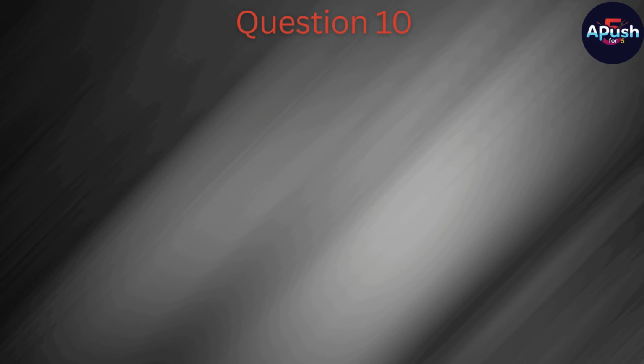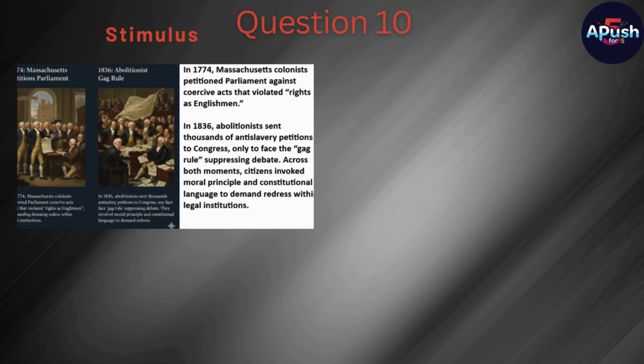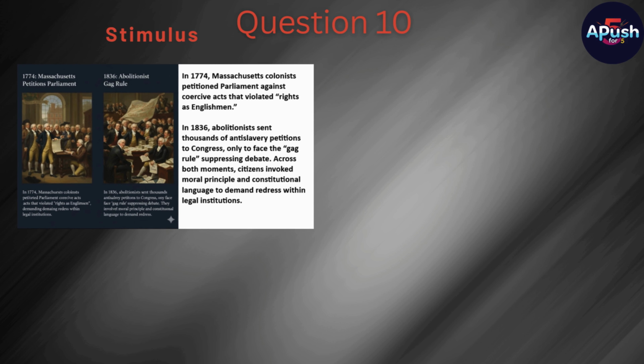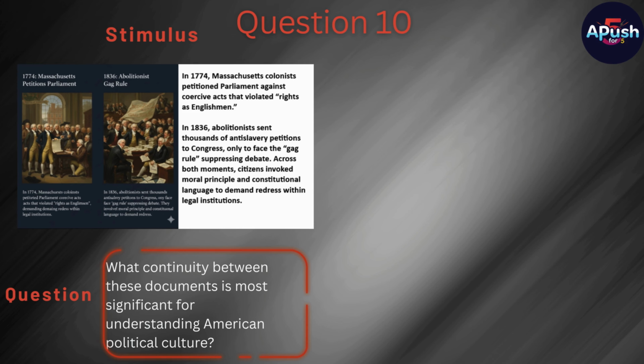Question 10. Stimulus. In 1774, Massachusetts colonists petitioned Parliament against coercive acts that violated rights as Englishmen. In 1836, abolitionists sent thousands of anti-slavery petitions to Congress, only to face the gag rule suppressing debate. Across both moments, citizens invoked moral principle and constitutional language to demand redress within legal institutions. Question: what continuity between these documents is most significant for understanding American political culture?